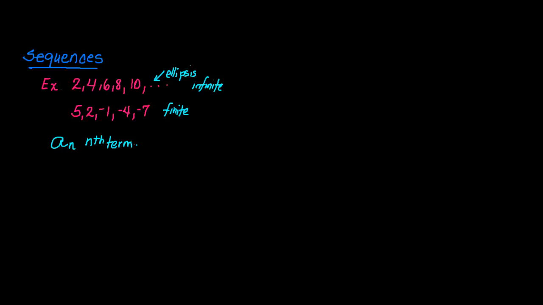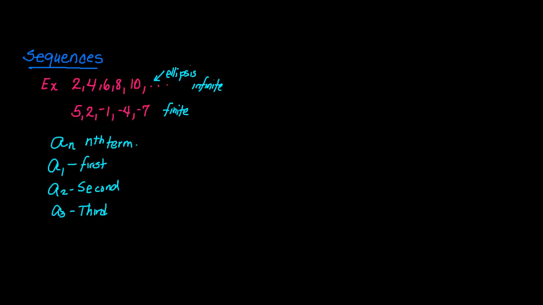When we are more specific about the term in the sequence, for example, A sub 1, that means the first term in the sequence. A sub 2, for example, that means the second term in the sequence. A sub 3 means the third term in the sequence, etc.